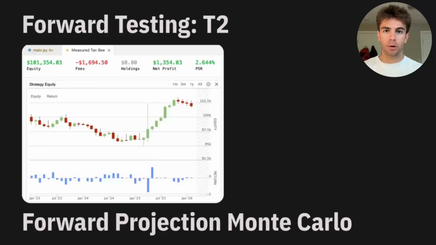The next type of forward projection that I did was a forward projection Monte Carlo simulation. So generating synthetic data and then projecting trades that the strategy would have taken on that synthetic data. I did this in QuantConnect. I do not think that MultiCharts has a feature to do this. The strategy that I used was the volatility one. Probably should have used the momentum strategy. It looked more promising, but this is just for the practice anyway.